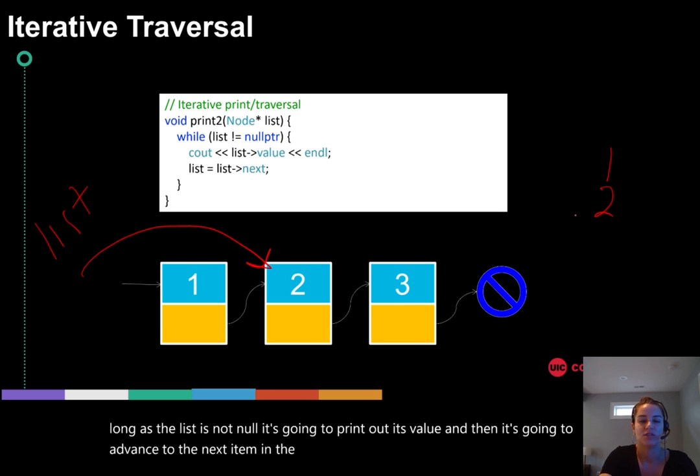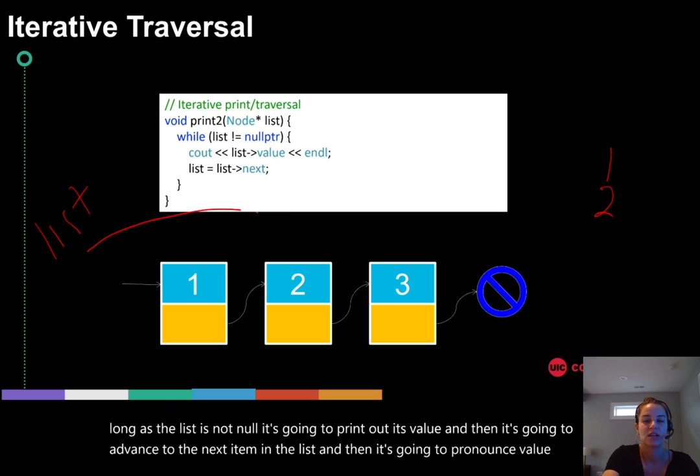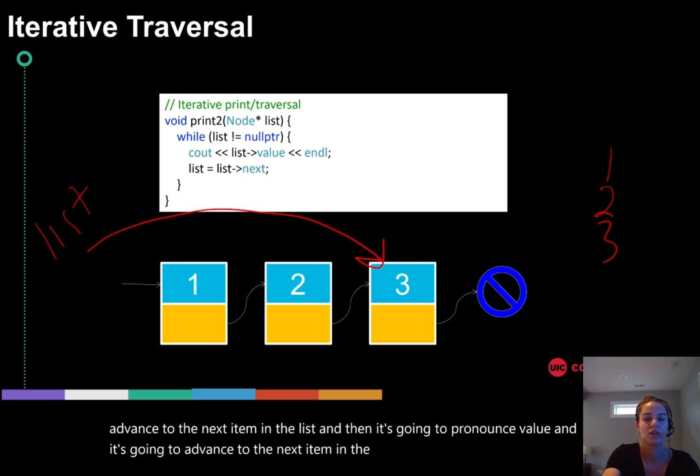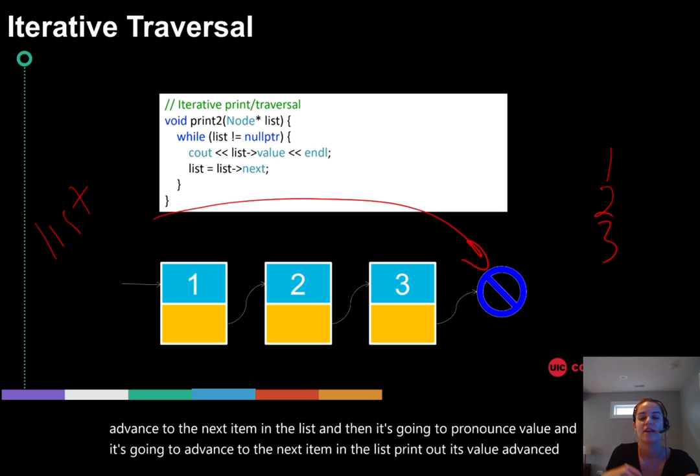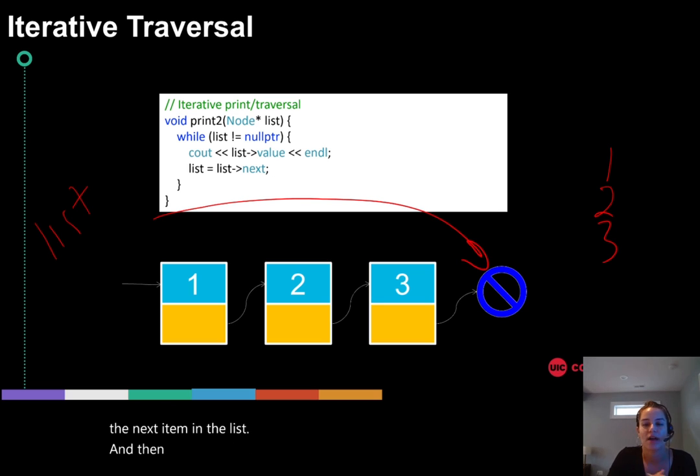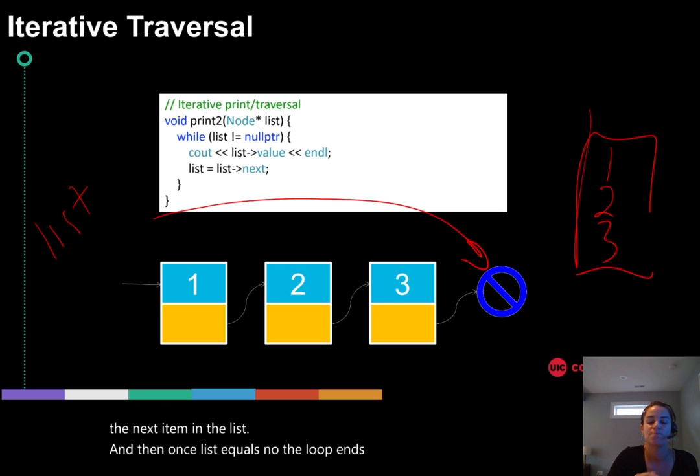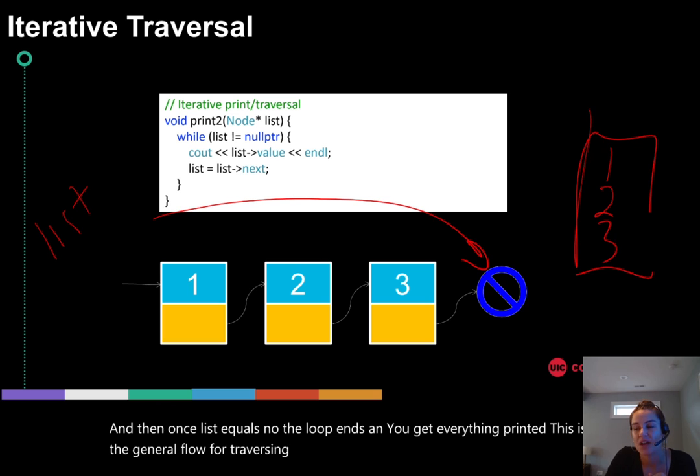And then it's going to print out its value, and advance to the next item in the list, print out its value, advance to the next item in the list, and then once list equals null, the loop ends and you get everything printed. This is the general flow for traversing through a linked list, and that's generally how you can do it.